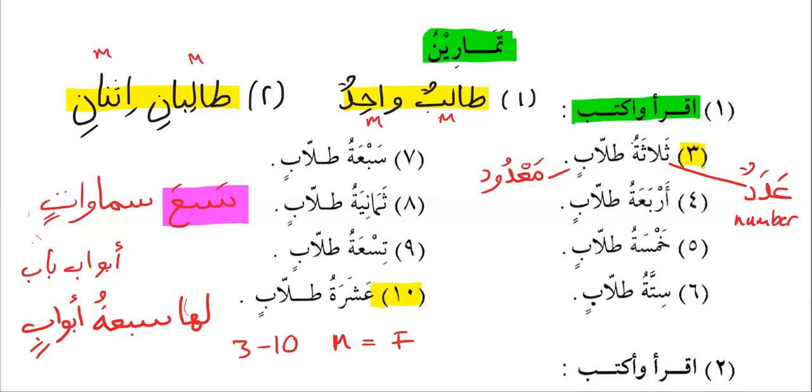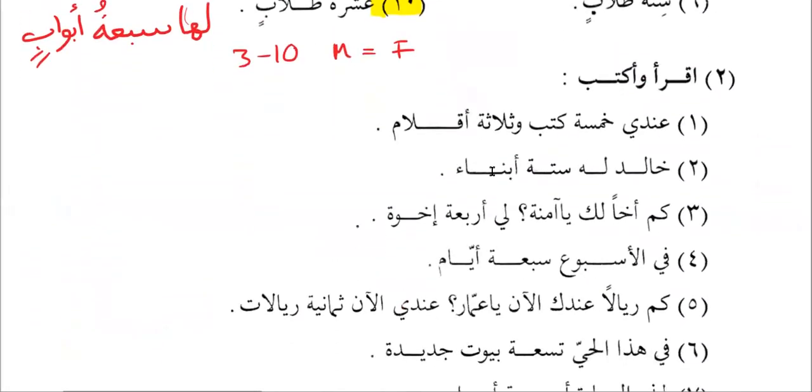All we have to remember is that from 3 to 10, when the thing we are counting, which is called the ma'dud, is masculine, then its number will be feminine. إذا كان المعدود مذكرا فيكون العدد مؤنثا. وإذا كان المعدود مؤنثا فيكون العدد مذكرا. When the thing we're counting is feminine, its number will become masculine, and we'll do that in the next lesson. So we'll practice this in this exercise.